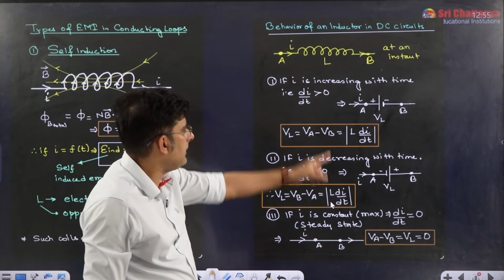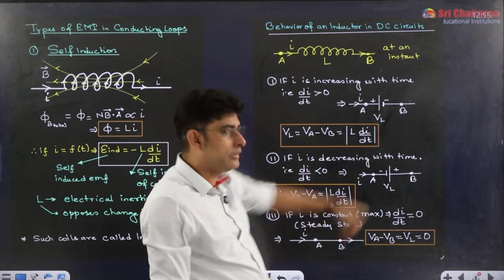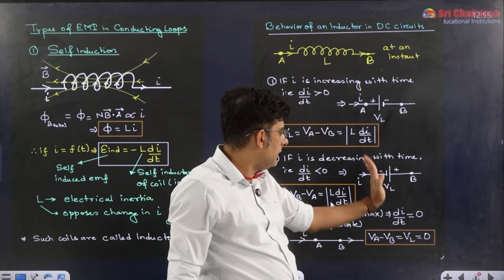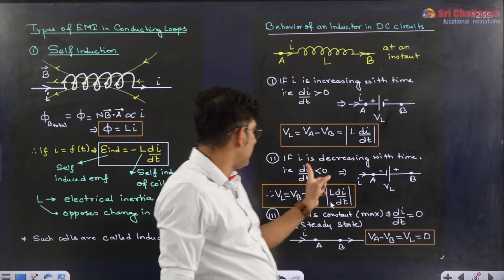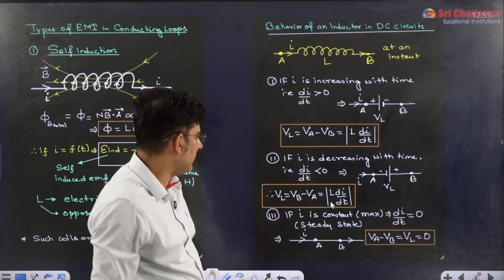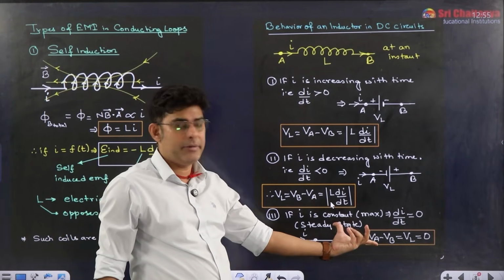If current is decreasing, it will try to support it. Original current is going right side, so it will also try to send current right side. So see the polarity: the right side becomes positive, trying to send current in the same sense as the original. So it will try to increase the current. Here VL will become VB minus VA, again mod L di by dt.